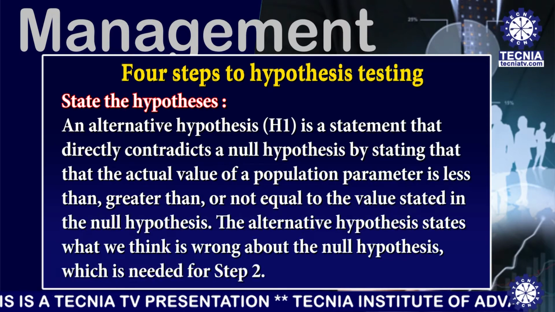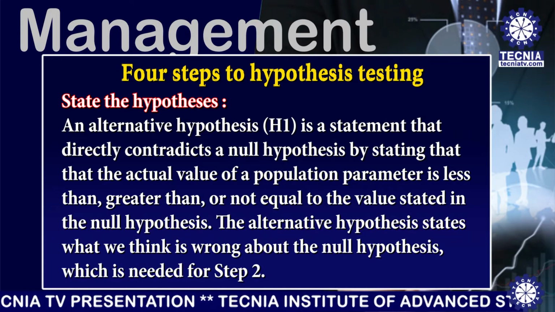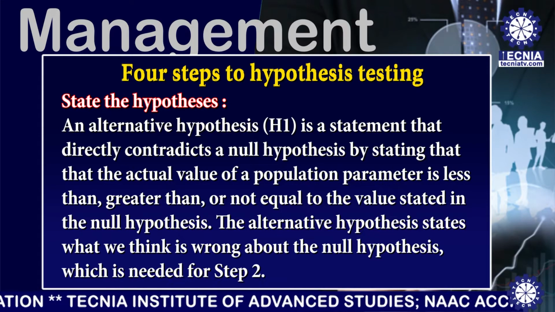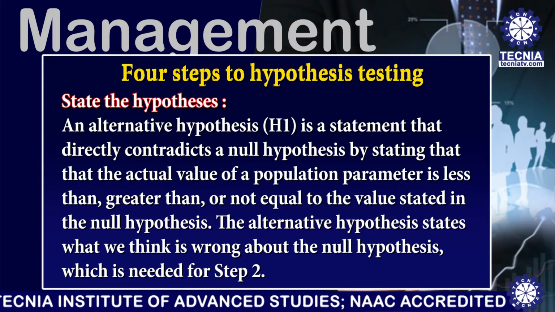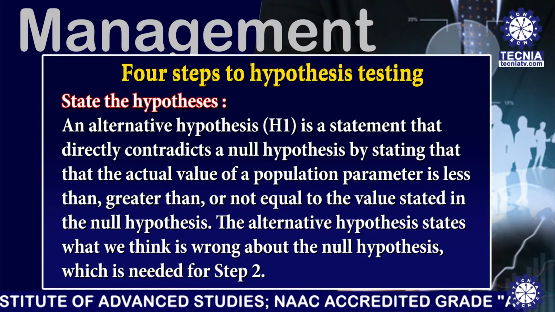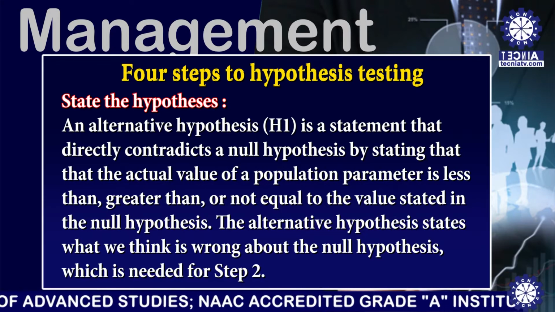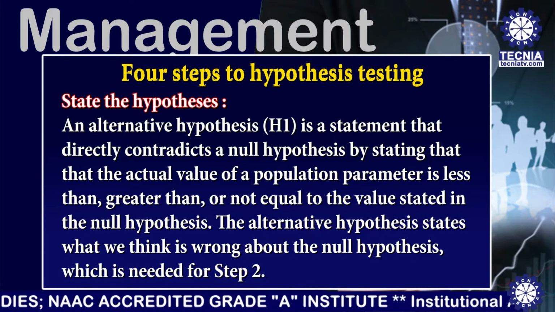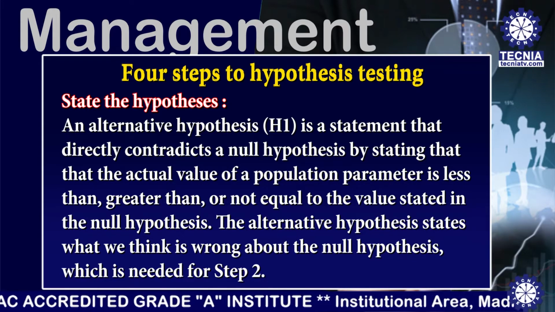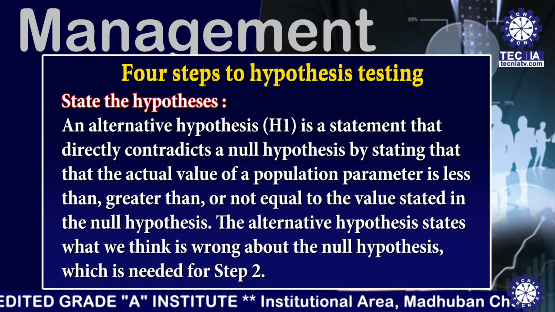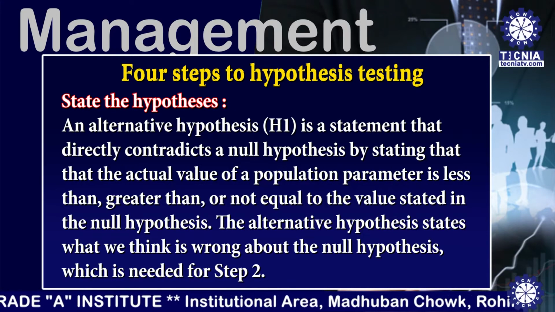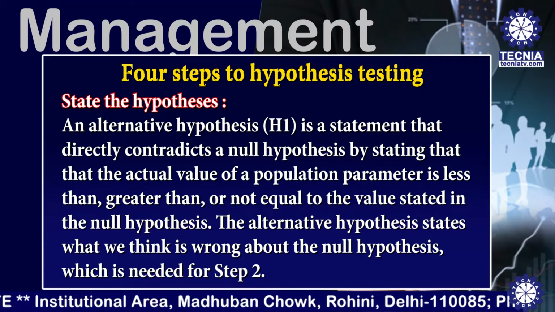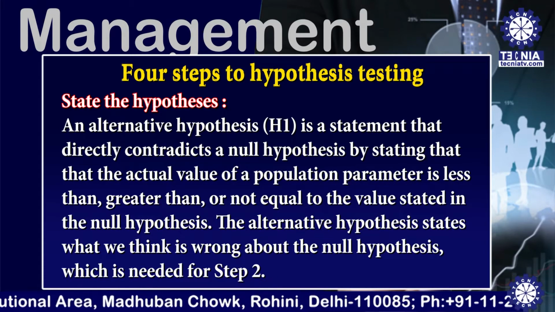An alternative hypothesis, represented by H1, is a statement that directly contradicts a null hypothesis by stating that the actual value of a population parameter is less than, greater than, or not equal to the value stated in the null hypothesis. The alternative hypothesis states what we think is wrong about the null hypothesis, which is needed for step 2.